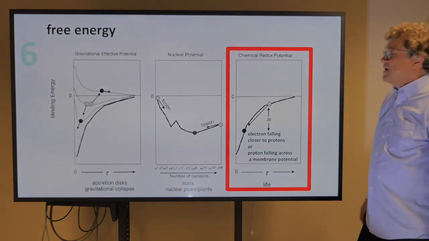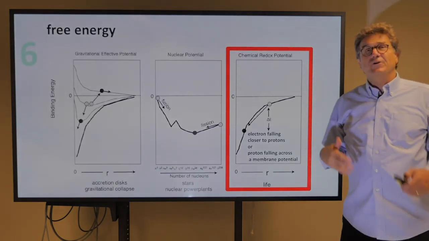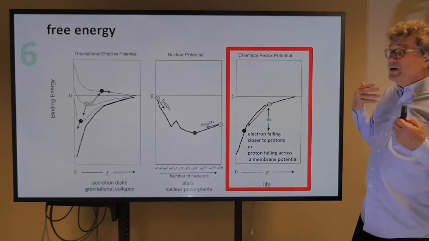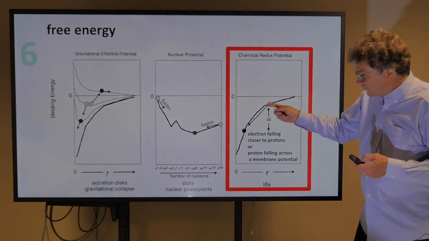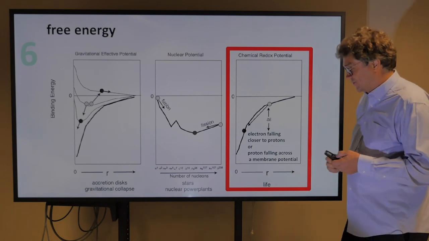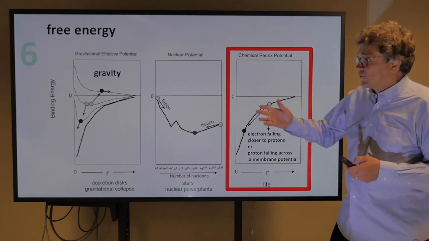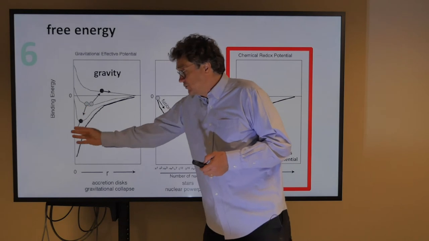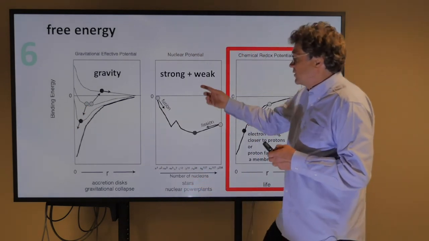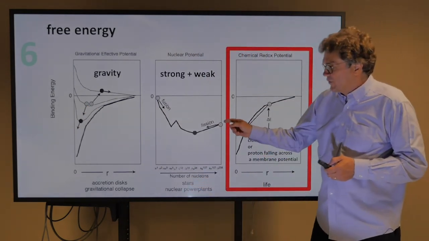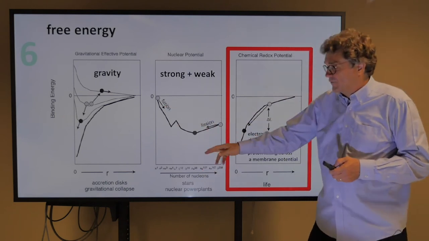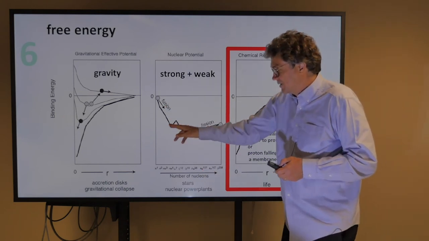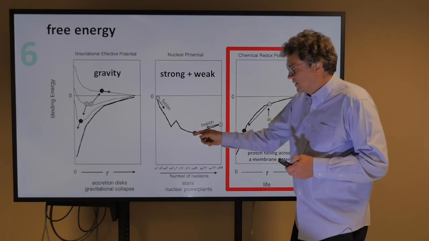All right, moving on. Now, life forms, we life forms, get our energy from chemical redox potential when electrons fall down closer to protons. And then there's gravity when things fall in closer to the gravitational field. And then there's the strong and weak nuclear force where you have fission here and fusion here, and you get energy every time you're falling down. For example, hydrogen turns into helium, and helium turns into this. Iron is down here, and then anyway.